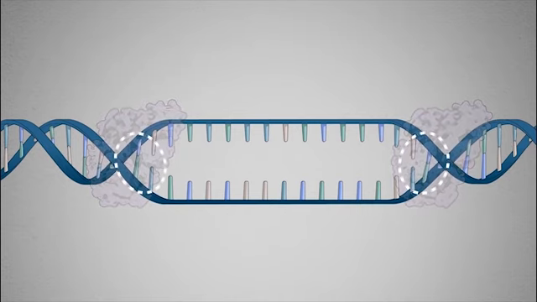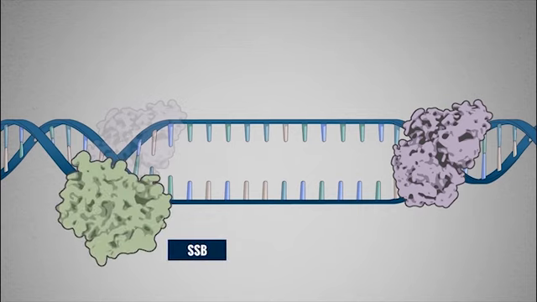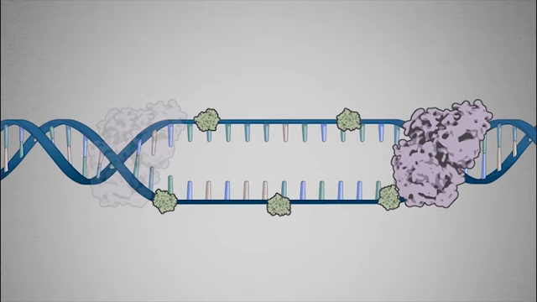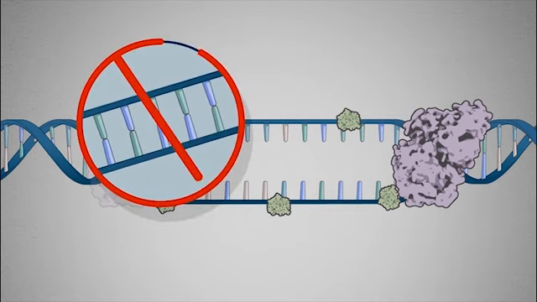forks. The mechanism of replication is identical at each fork, but we'll focus on just one replication fork for teaching purposes. Single-strand binding proteins, or SSBs, coat the single DNA strands to prevent them from reannealing or snapping back together.